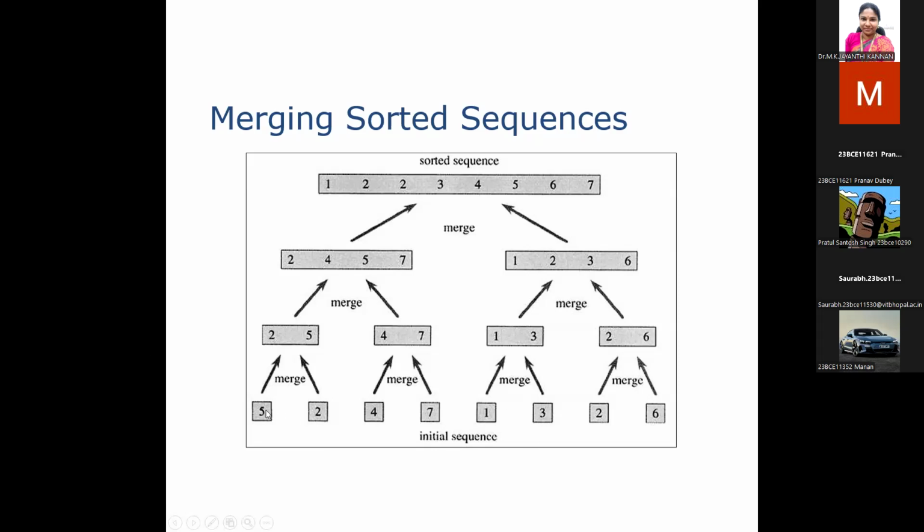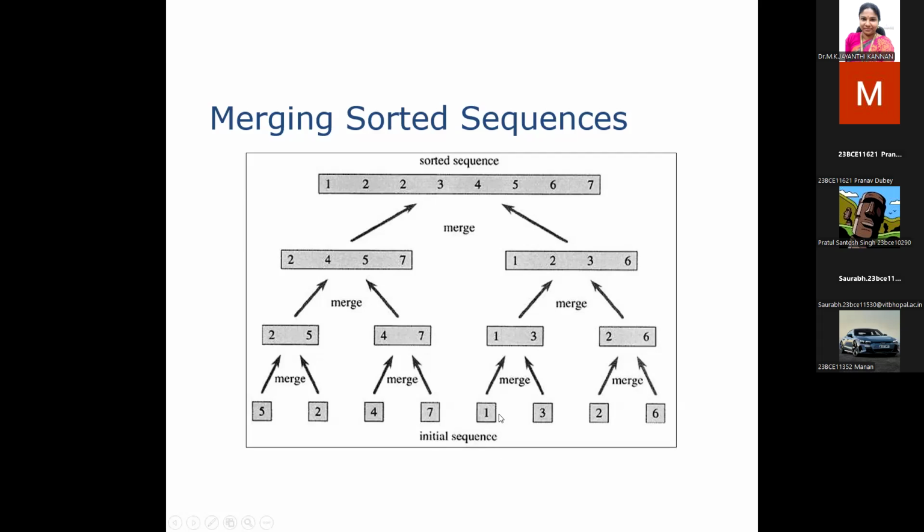Then what we will do is merge the first two numbers. We compare these first two numbers, and after comparison, the second one is smallest and the first one is biggest. So we swap. Now this small list, 2 comma 5, is in sorted form. Then we compare the next two numbers. Among these two, 4 is small and 7 is greater, so it's already in sorted form. No need to swap.